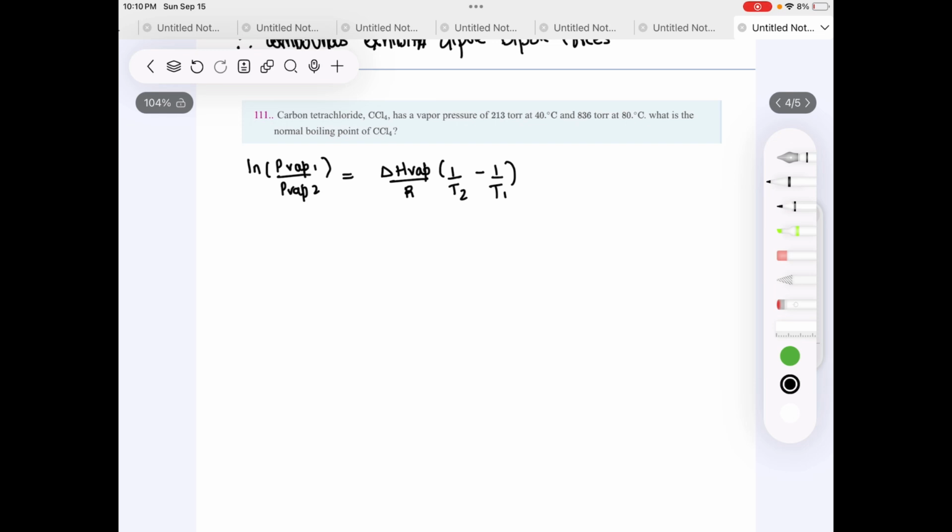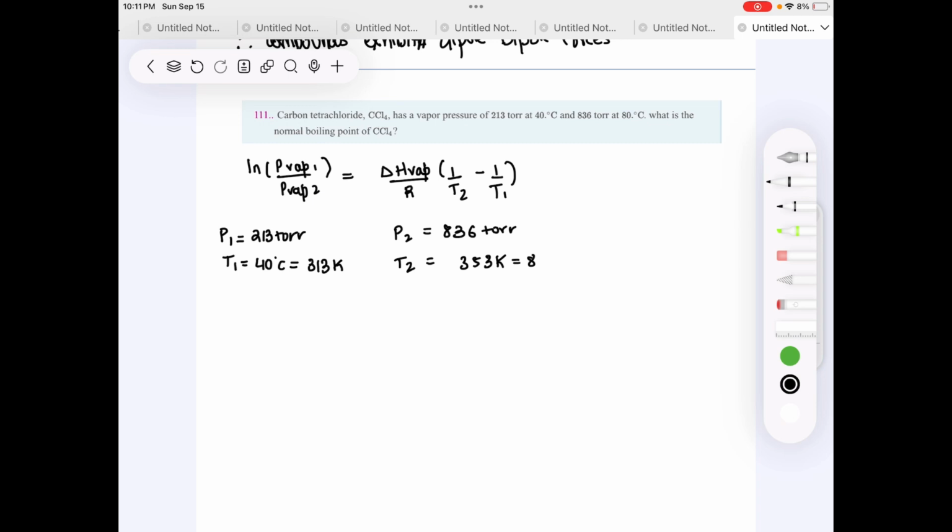Let us state what is given. Vapor pressure 1 is equal to 213 torr. Temperature 1 is equal to 40 degrees Celsius. We need to convert this into Kelvin, which is 313 Kelvin. Vapor pressure 2 is equal to 836 torr, and temperature 2 is equal to 353 Kelvin, which is 80 degrees Celsius.